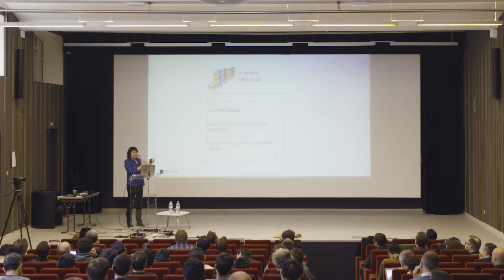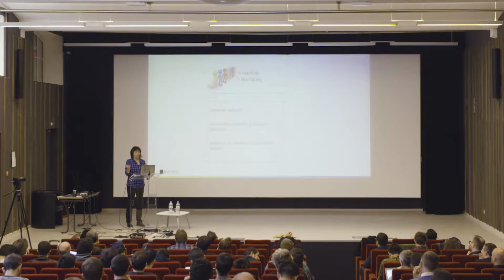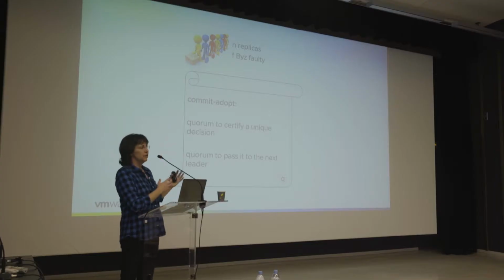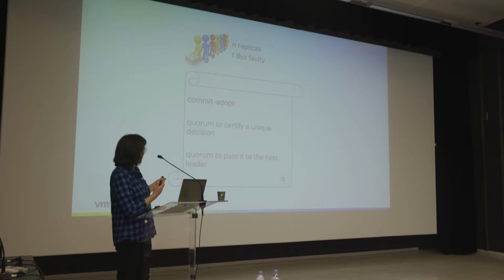If you look at solutions without giving a specific protocol or getting into the details, the key component of any solution to the consistency problem will be something that in the literature is called a commit-adopt core. Essentially what it says is there will be a group that participates in certifying a commit decision.